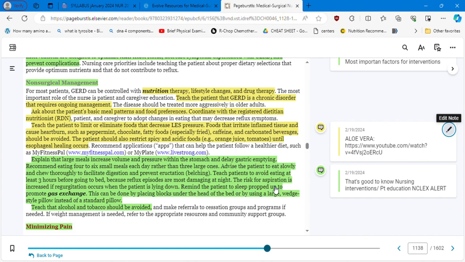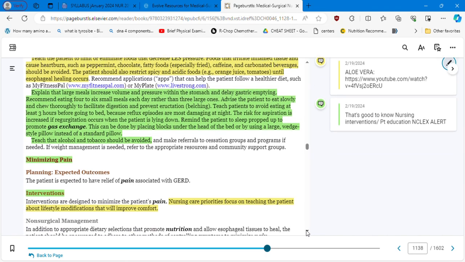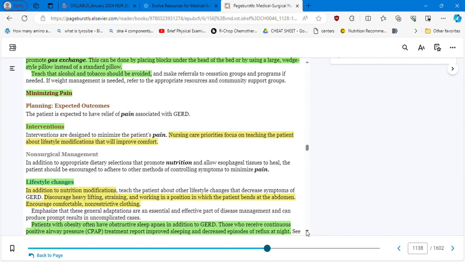Remind the patient to sleep propped up to promote gas exchange. This can be done by placing blocks under the head of the bed or by using a large wedge-style pillow instead of a standard pillow. That's good to know. Nursing intervention, patient education, NCLEX alert, okay? Teach that alcohol and tobacco should be avoided. So that green paragraph right there is the most important piece of information. Minimizing pain interventions, nursing care priorities: focus on teaching the patient about lifestyle modification that will improve comfort.